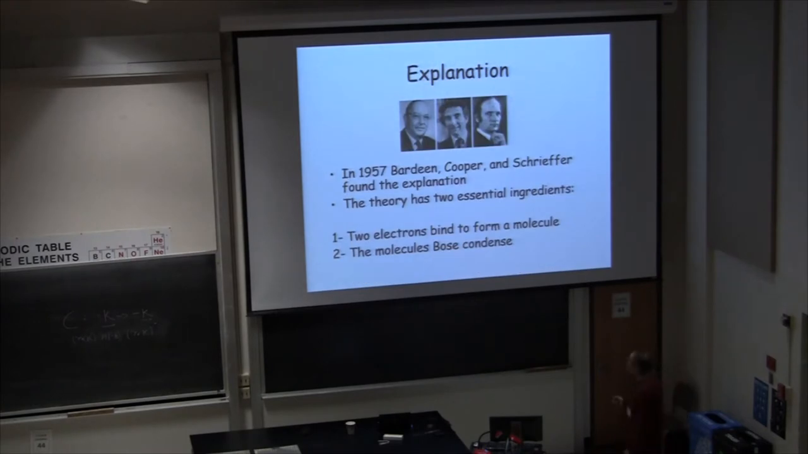All right, so in 1957, the explanation was found, by Bardeen, Cooper, and Schrieffer. This theory had essentially two ingredients, which I'm stating in a very qualitative way. The first ingredient is that two electrons bind to form a molecule. And the second ingredient is that these molecules, which are now bosons, condense. This is very qualitative and not an accurate description, but it helps to form a picture.